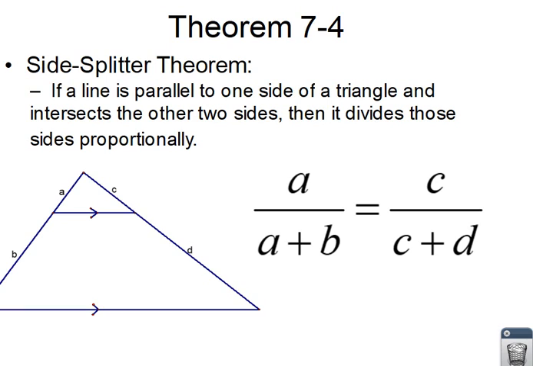If a line is parallel to one side of a triangle and intersects the other two sides, then it divides those sides proportionally. So what this is saying is the little triangle on the top is similar to the big triangle, and so that's why we say A over A plus B, and then C over C plus D. You can also say A over B and C over D, like a little shortcut, if you will. Depends on what information you are given and how to set it up.